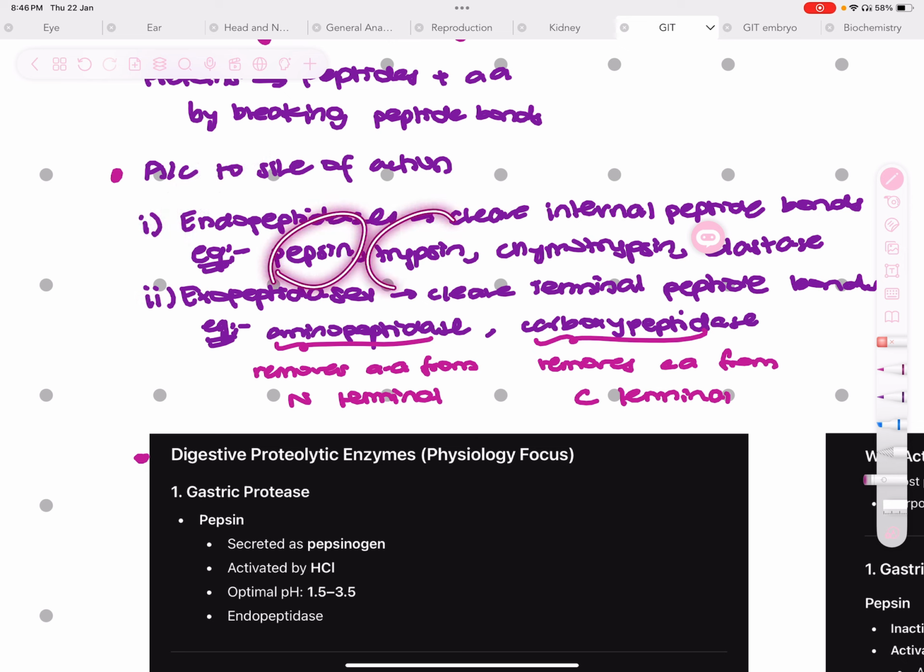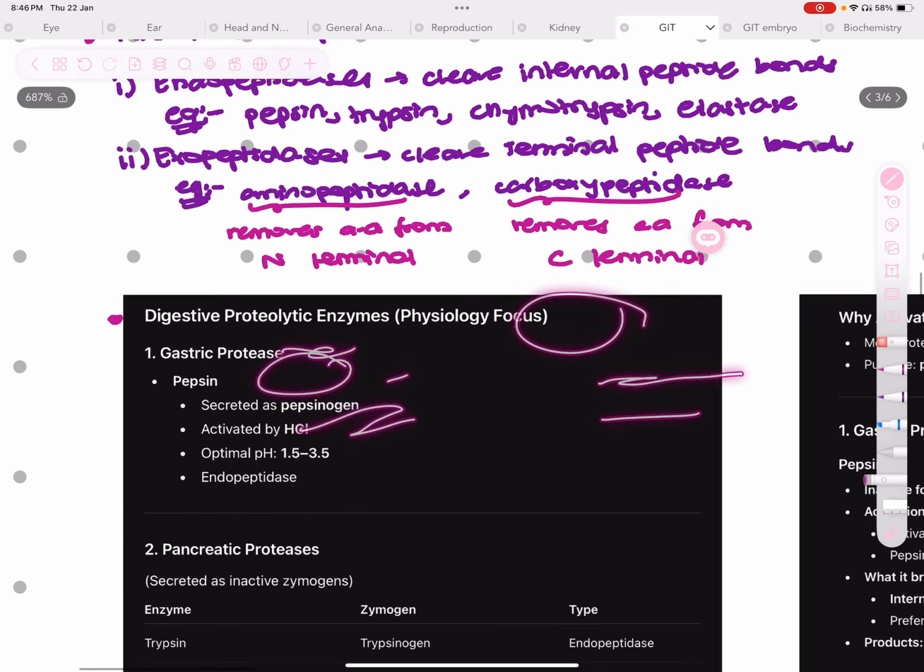Endopeptidases are pepsin, trypsin, chymotrypsin, and elastase. So pepsin, trypsin, chymotrypsin, and elastase. And exopeptidases, they cleave the terminal peptide bonds. And their examples are aminopeptidase and carboxypeptidase. Now, aminopeptidase removes amino acid from the N terminal. Carboxypeptidase removes amino acid from the C terminal.